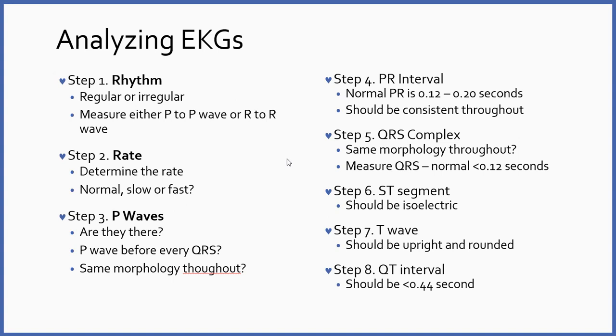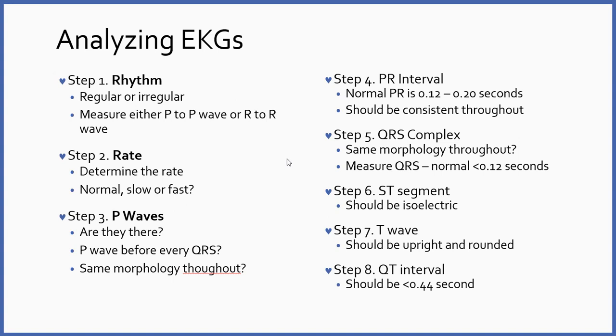And what do I mean by that? We're looking to see if the rhythm is regular or irregular. Sometimes it's pretty easy to see, and sometimes it's more subtle. And so you need to take a ruler or calipers to measure either the P to P or the QRS to QRS across the strip. And I'll show you that on the next slide.